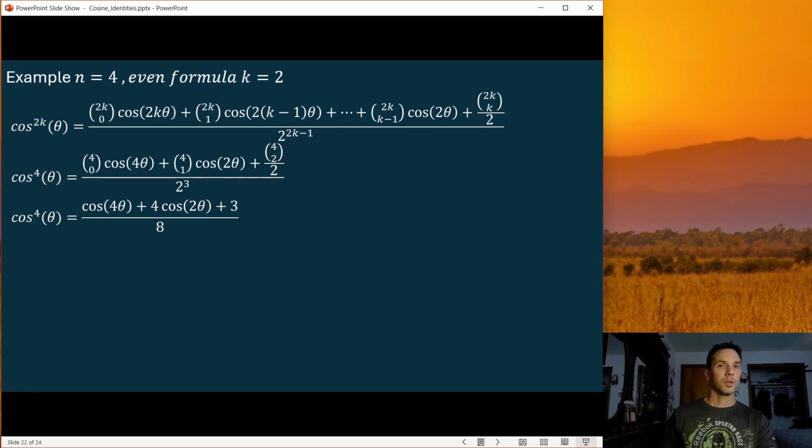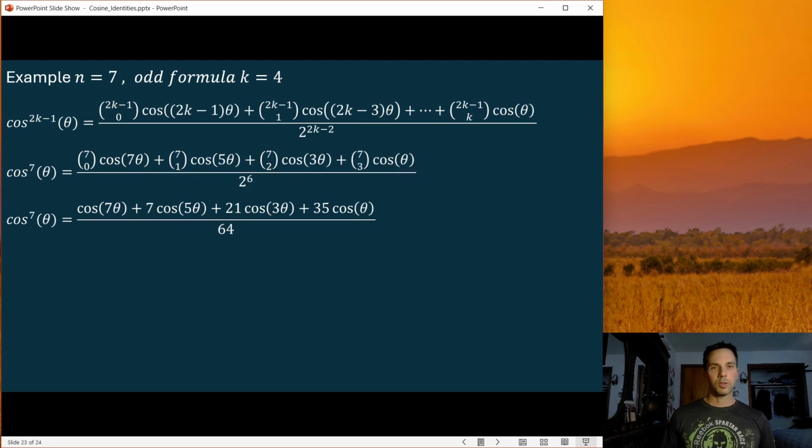Now, we're going to go even more exotic to something that would be a real pain in the butt if you had to use any other method other than this. So we're going to have n equals 7. It's an odd formula, and in our odd formula, we're going to go ahead and make k equal 4. So with k equal 4, we throw everything in, we do our substitution, we have cosine to the 7th power equals 7 choose 0, 7 choose 1, 7 choose 2, 7 choose 3. So if you notice, normally in a binomial expansion, the power of 7 will have 8 terms. And here we have 4 terms.